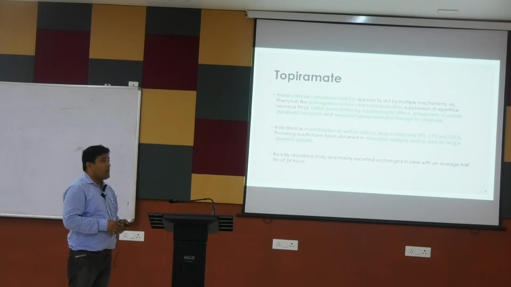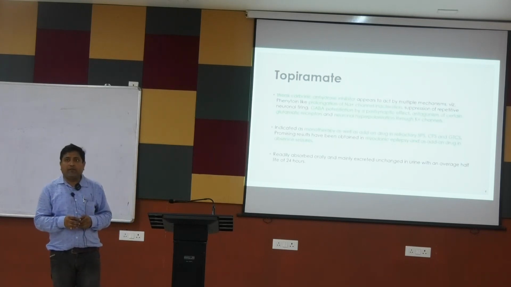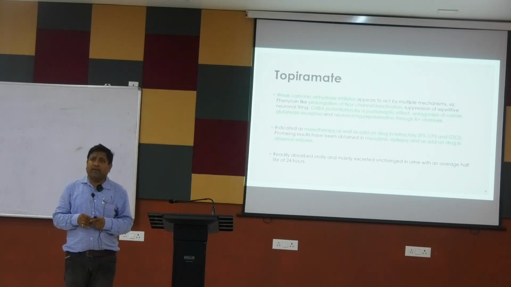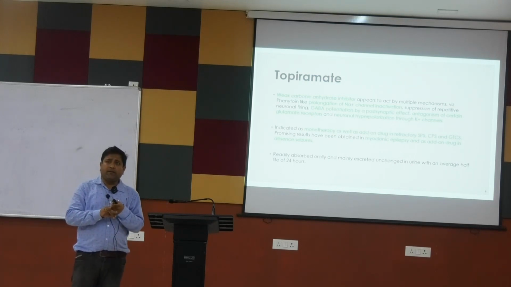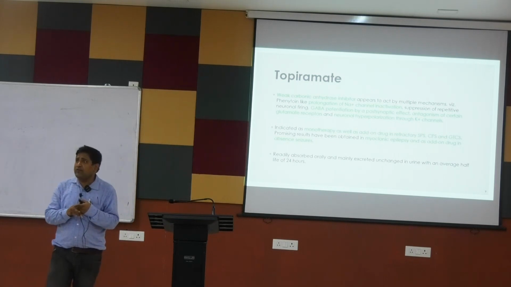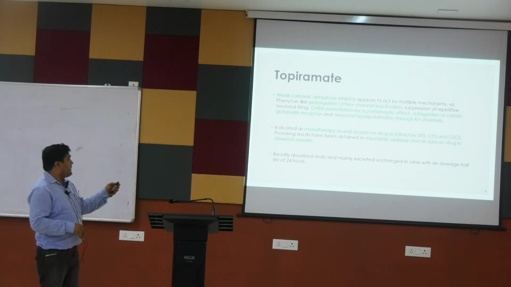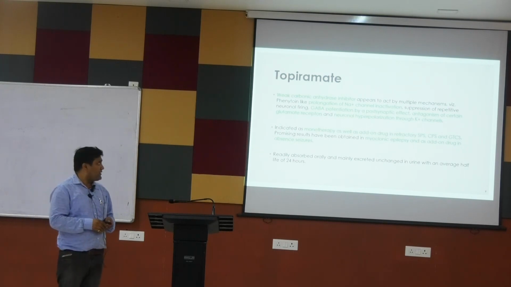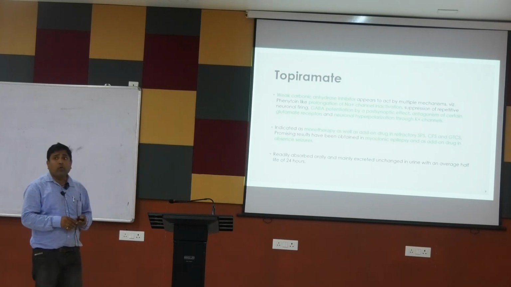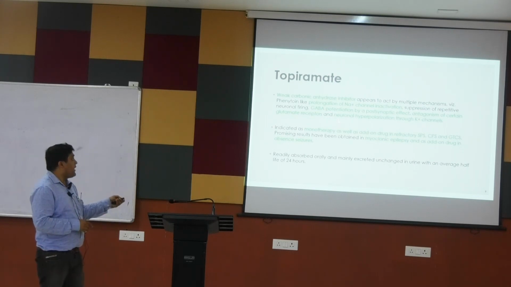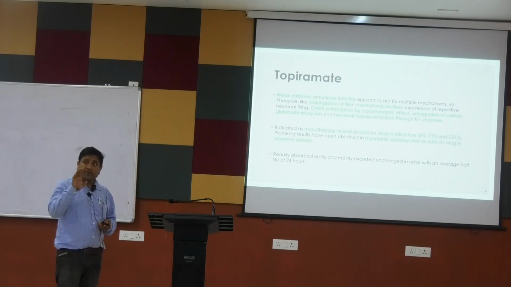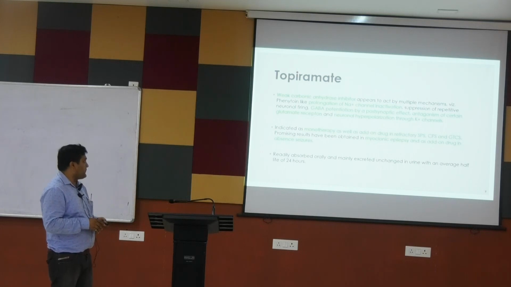Topiramate. They have weak carbonic anhydrase inhibition activity, and they act by multiple mechanisms like phenytoin and carbamazepine. They prolong the inactivated sodium channel. They potentiate GABA action by a post-synaptic effect. They antagonize certain glutamate receptors, NMDA, and they cause neuronal hyperpolarization through the potassium channel. These are the four mechanisms by which topiramate is active.